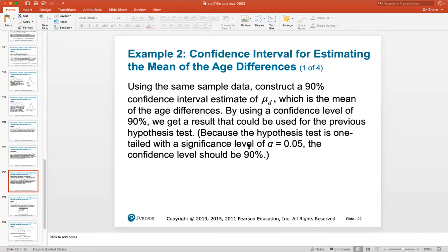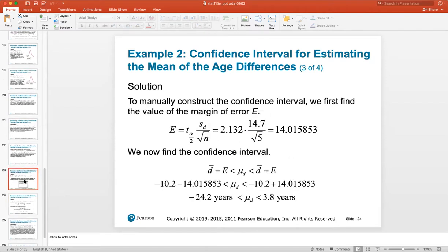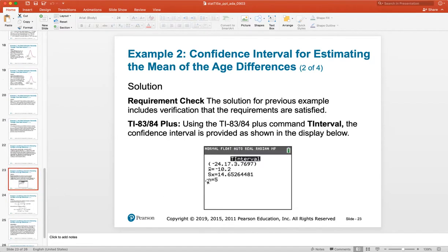So now alpha is 0.05 in a hypothesis test. For the confidence interval, the confidence level must be 90%. Okay, so let's figure out the confidence interval. For doing that, keep in mind this. Once you're using the t interval, you're going to get these numbers.